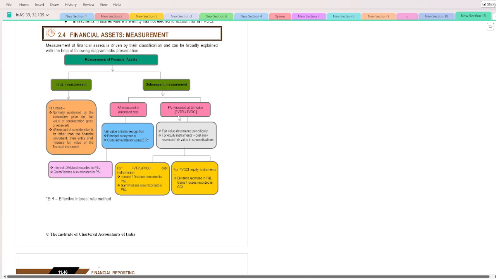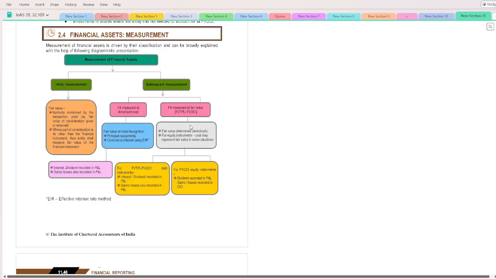Okay. And for the FVTPL, the fair value is determined periodically. So here it means periodically you will be determining the fair value, and the difference in fair value, that is the mark to market movement, you will be recording in P&L for the FVTPL products. And for the FVOCI products you will be recording under the OCI reserves.